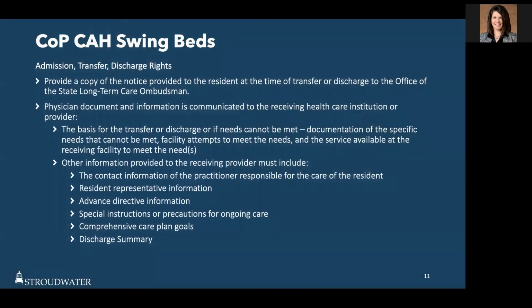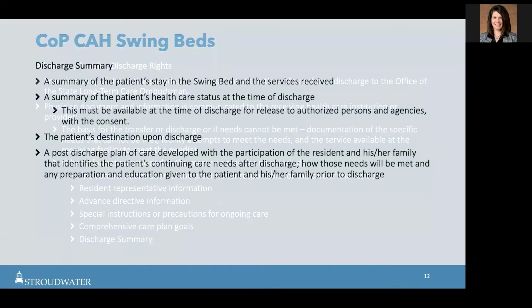Also within that, taking the next step going down below, related to the conditions of participation, is the admission, transfer, and discharge. I'm not going to go through all of this, but there's certainly some relevant information that needs to be provided on discharge of a patient. Just looking at that one, I'm going to highlight the discharge summary. So what are we including in that discharge summary?